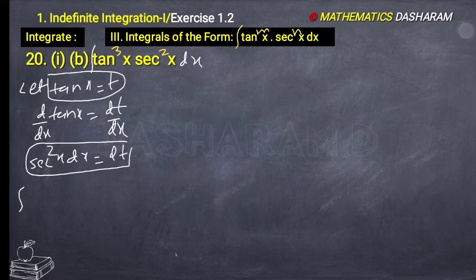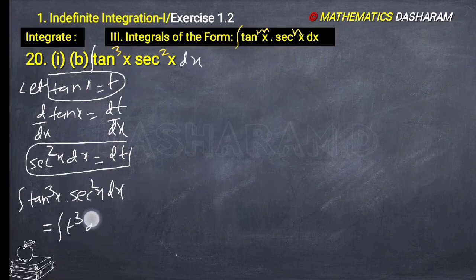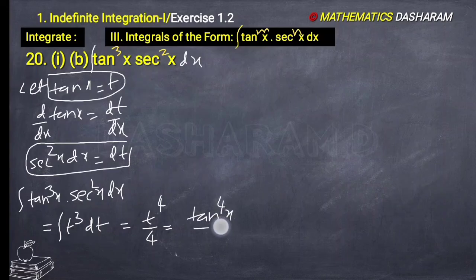So integration, here tan x is t, so t cube into dt, so it is equals to t to the power of 4 by 4. So substitute the t value, tan to the power of 4x by 4 plus c is our required answer.